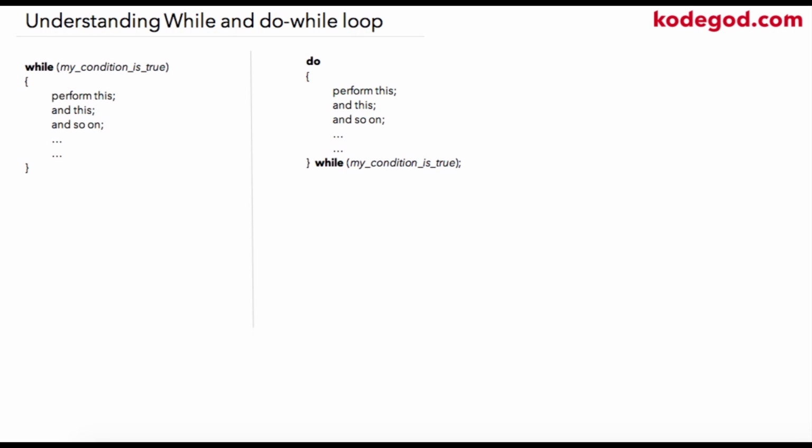In C language, there are three types of loop structures available. First is the while loop, then the do while loop, and the for loop. In this lecture, we are going to look into the while and do while loops.